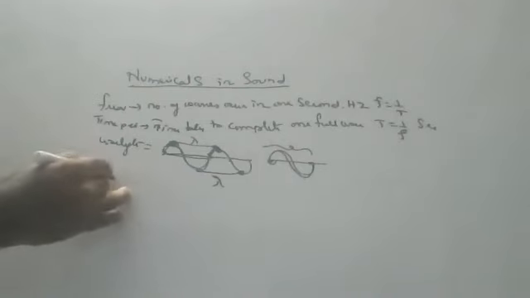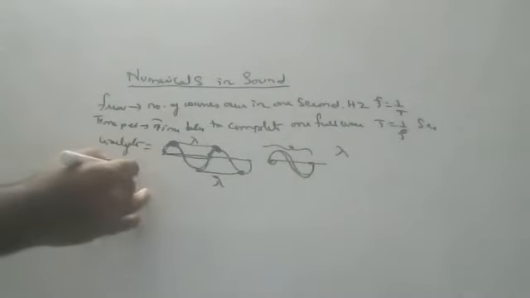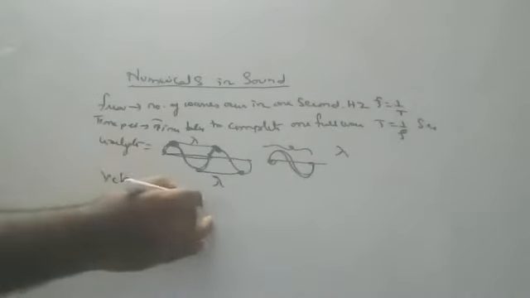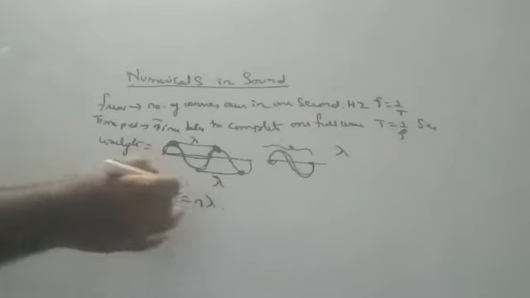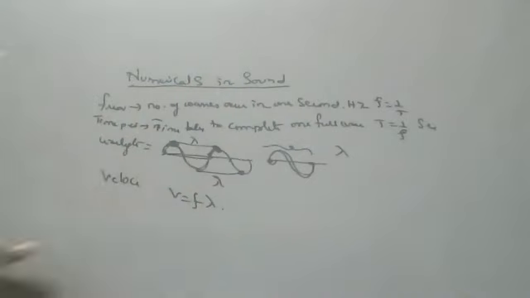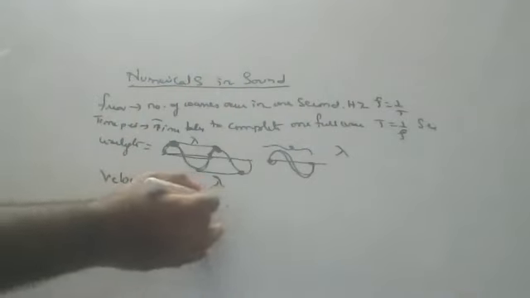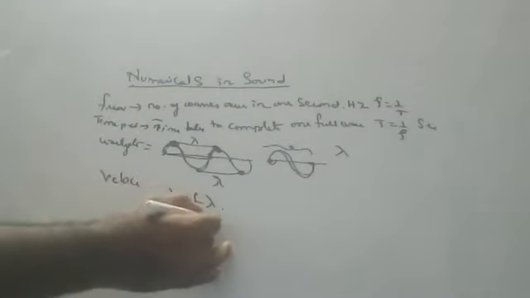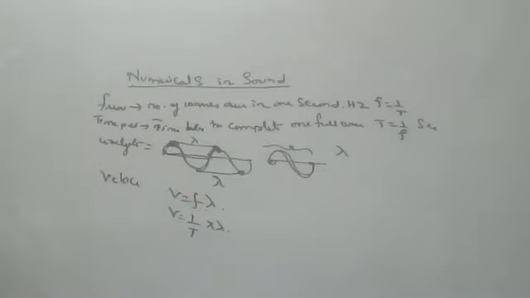Next, the velocity formula. The wavelength is denoted by lambda. The velocity formula is V is equal to n lambda, where n means frequency. Or we can write F lambda, your wish. Or V is equal to, instead of F, I can write 1 by T also. 1 by T lambda. Anything you can write, because frequency is 1 by T.